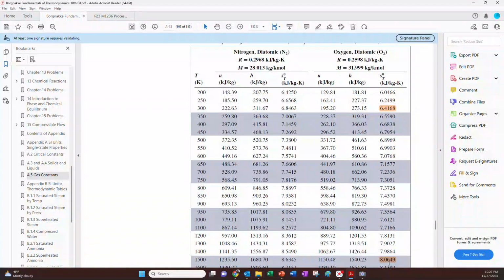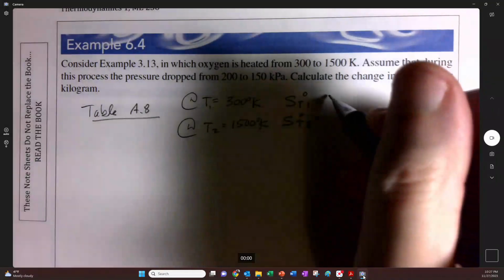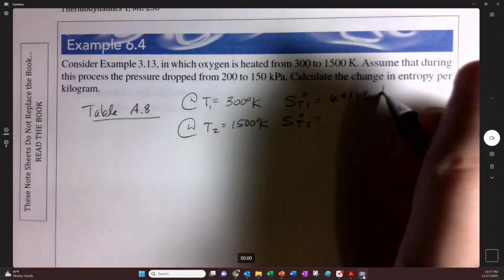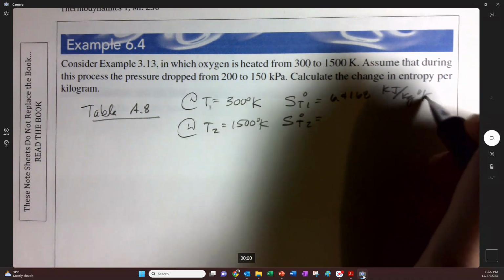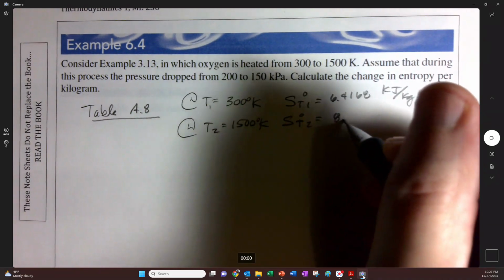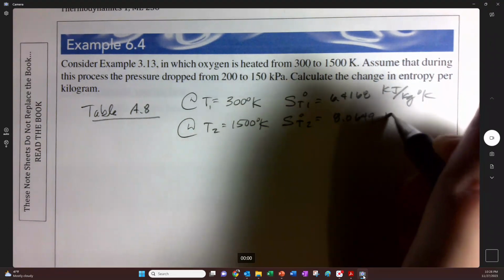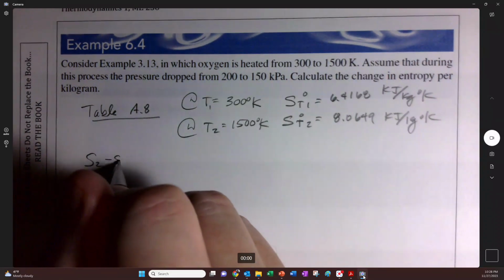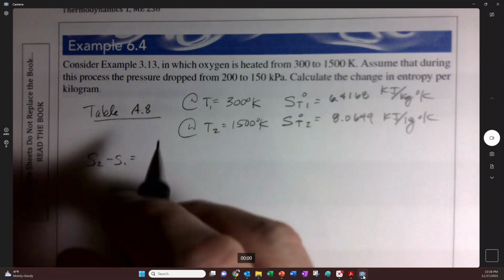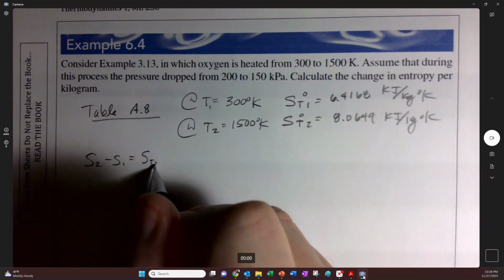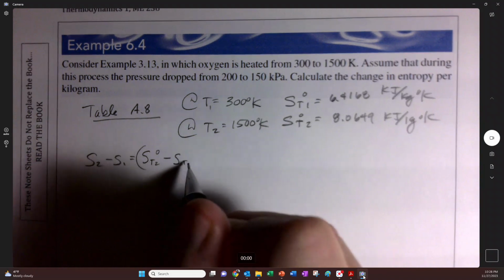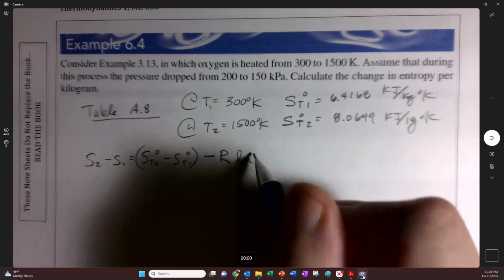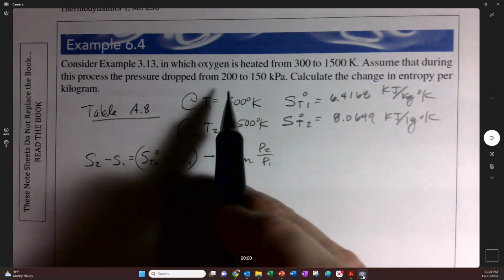6.4168 and 8.0649. So 6.4168, and I'll go ahead and put the units, although it slows me down. And this is the 8.0649. These values are used in this: S2 minus S1 is going to end up equaling s°(T2) minus s°(T1) minus R natural log of P2 over P1. Notably, they gave that to us, right?